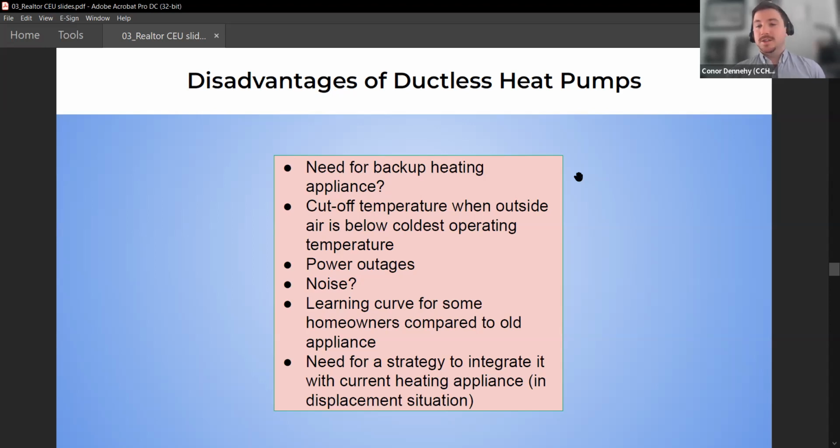We are using electricity to get this power, so you are subject to power outages when or where they happen. And so it is good to have other heat sources on hand just to make sure you can ride those out, whether they're short bursts or a little bit longer.